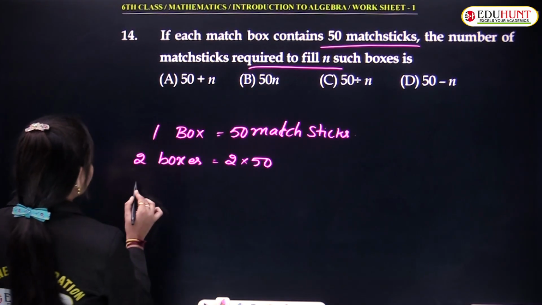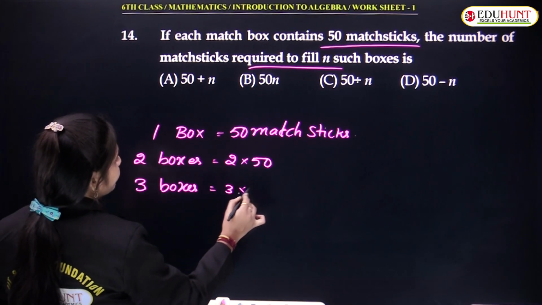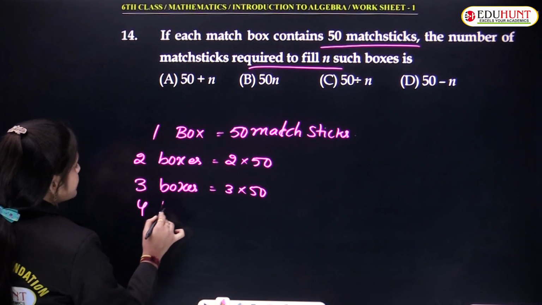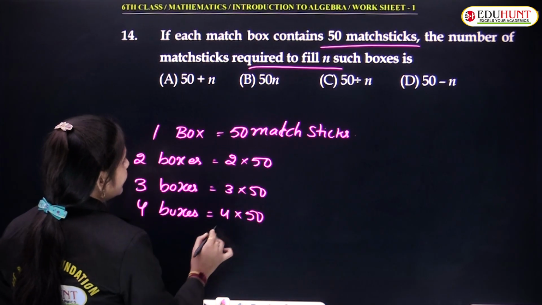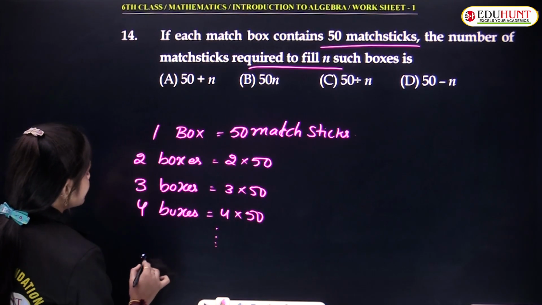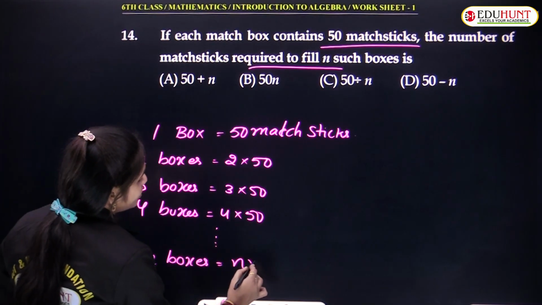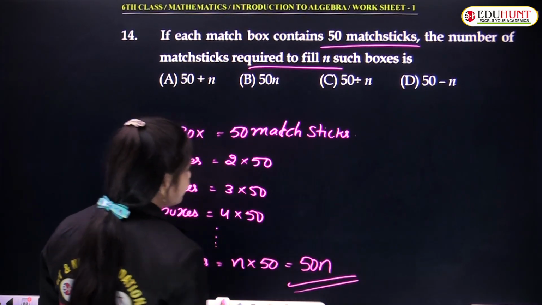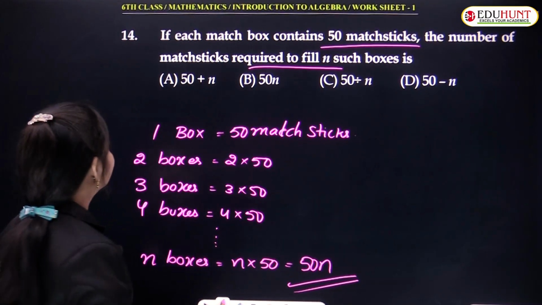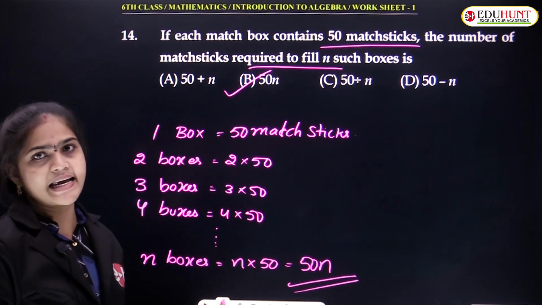2 into 50 is 100. 3 boxes, 3 into 50. 4 boxes, 4 into 50. Finally here, they are asking n such boxes. n boxes equals n into 50, which is nothing but 50n. So which option is satisfying? Option B, 50n is satisfying.